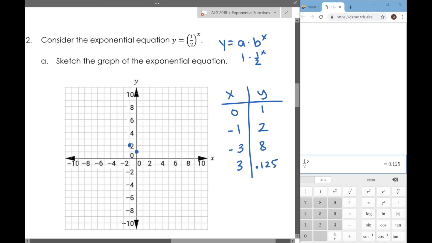Then -3 and 8. So -3 and 8. And last but not least, 3 and 0.125. That's really close to the line now. Okay. So I'm going to start at my top and go to the bottom. And it's going to go really, really close to the x-axis. Notice the difference between this one and the other one.